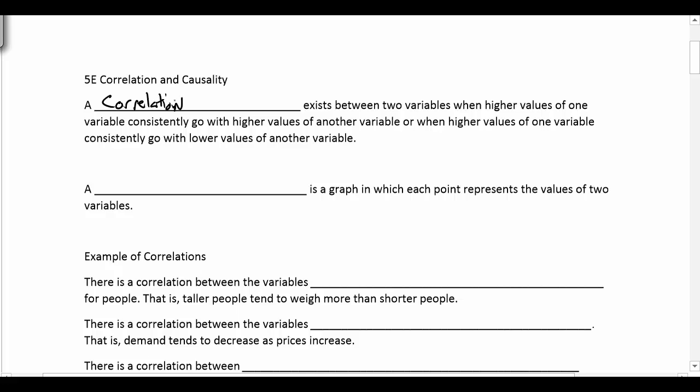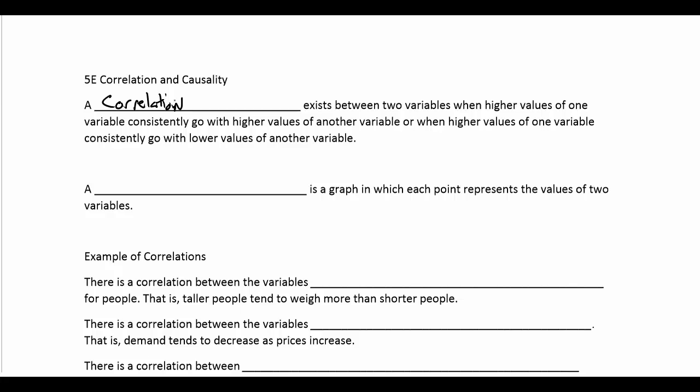Between two variables when higher values of one variable consistently go with higher values of another, or when higher values of one variable consistently go with lower values of another. In other words, if it looks like there's a relationship, as x gets bigger, y also gets bigger, or as x gets bigger, y gets smaller. Some sort of, and I use this with a lot of caution, predictability to it. Just because there is some sort of pattern does not mean that it's necessarily predictable.